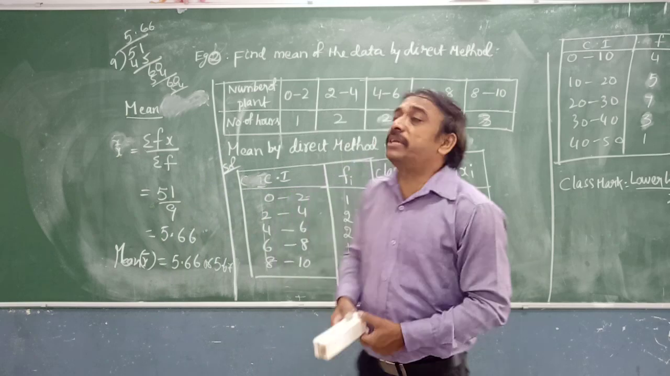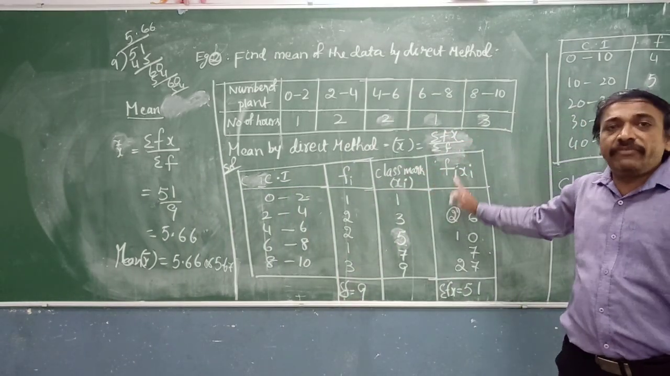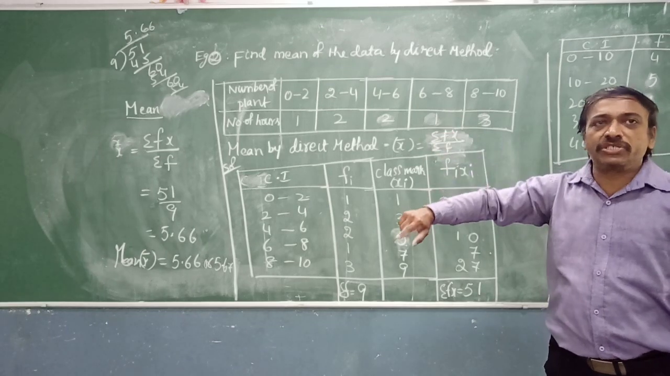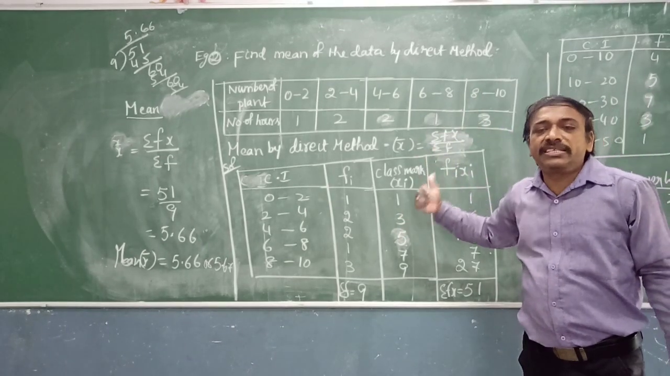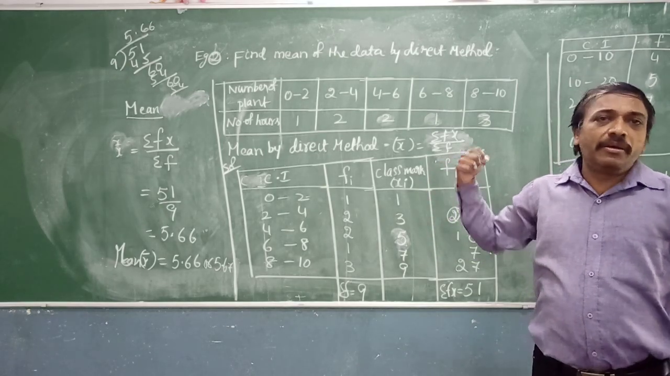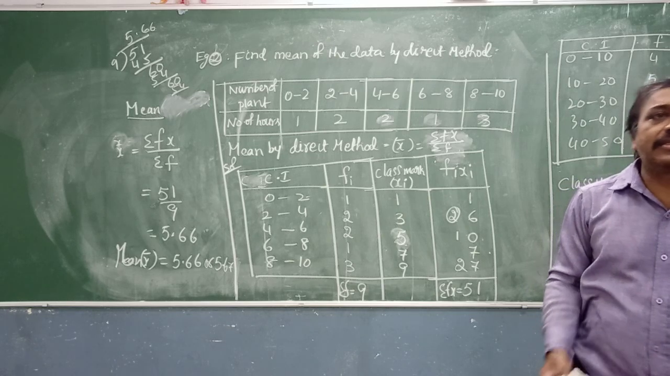This is how we calculate the mean by direct method. What is the formula to find the mean by direct method? Sigma fx by sigma f. It is the same formula which we used in the previous question, but this is for grouped data. We call this the direct method in this session. Two more methods are there to find the mean, which we will discuss later.